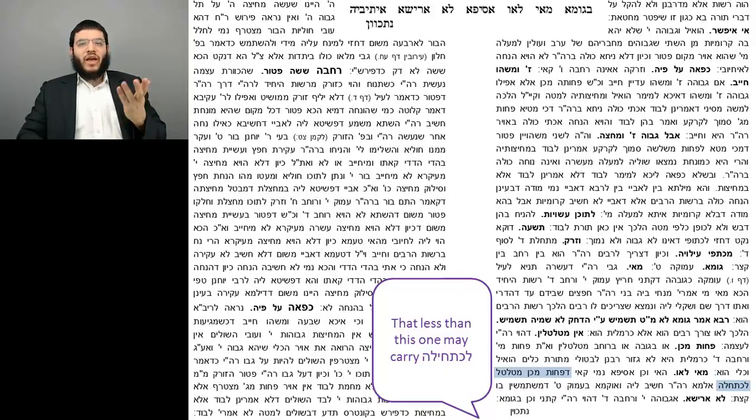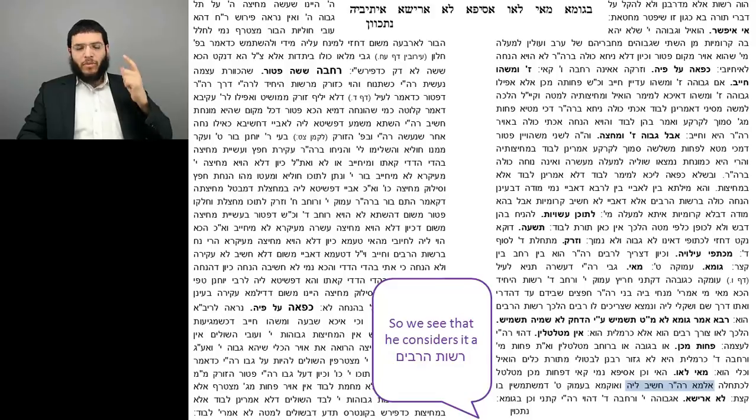So it says that a person is allowed to carry from a pit that's less than 10 tefachim deep. Now it can't be referring to 8 tefachim deep, because that's a karmelis. A person can't carry from a karmelis to Rishus Harabim. So it must be referring to a pit that's 9 tefachim deep. So alma Rishus Harabim chashavli. So we see that he considers it a Rishus Harabim.